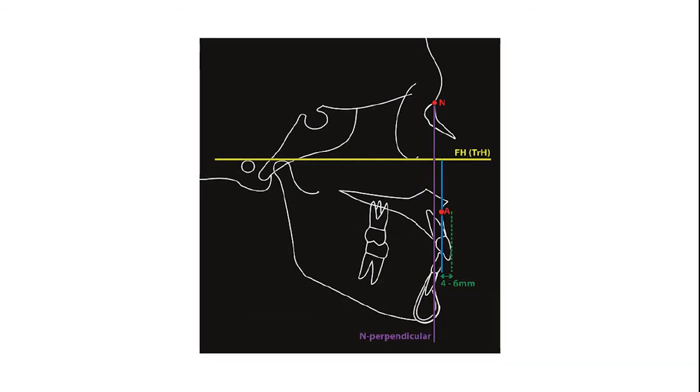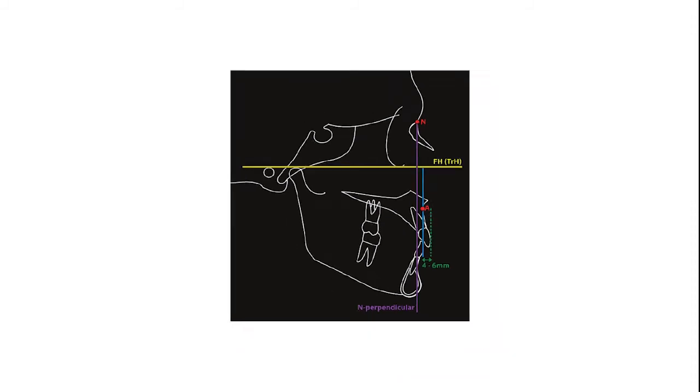First is the maxillary incisor to N perpendicular. In McNamara analysis, a vertical line is drawn through the maxillary A point, parallel to the N perpendicular and perpendicular to the Frankfurt horizontal plane or, ideally, the true horizontal plane. The labial or facial surface of the maxillary incisor should be 4 to 6 mm ahead of the line.